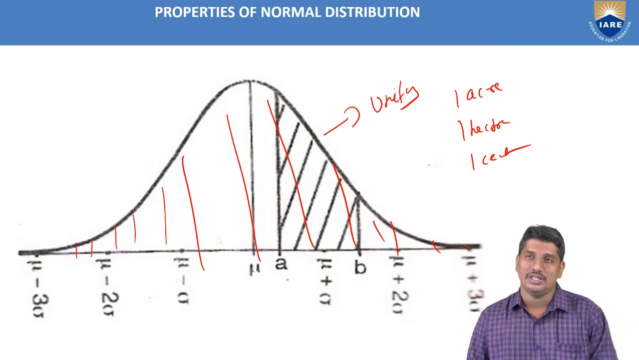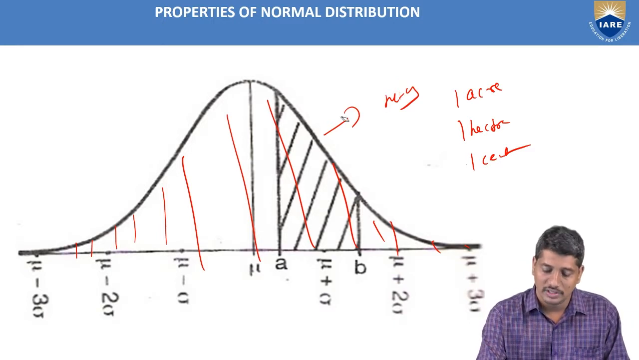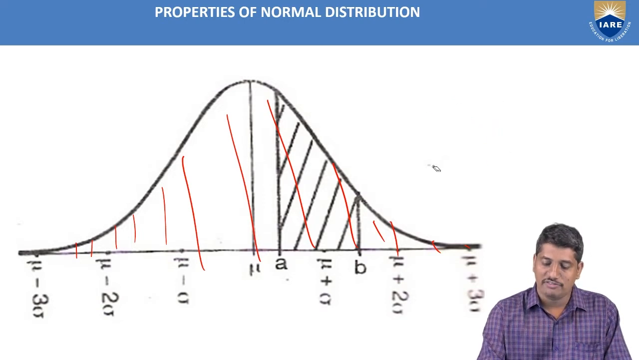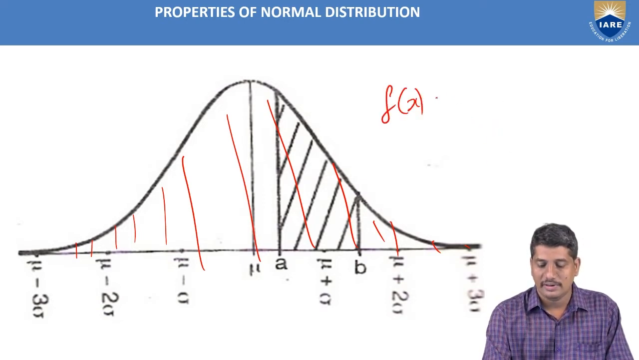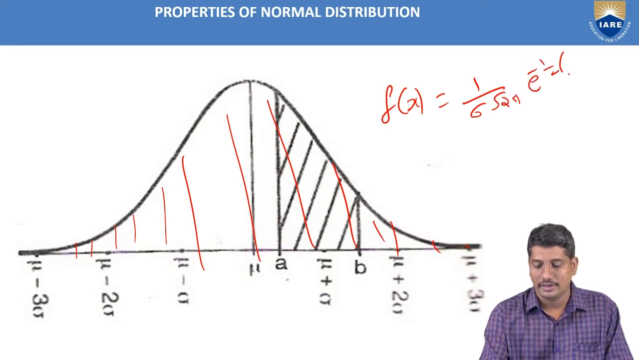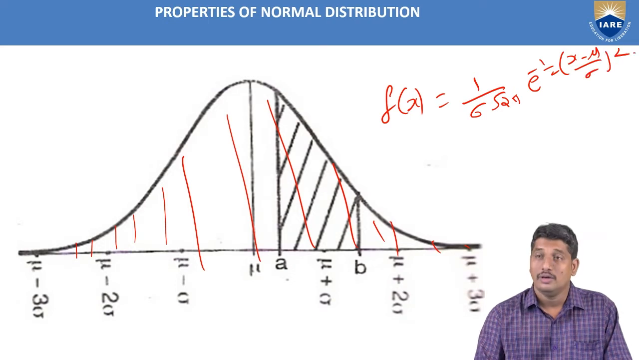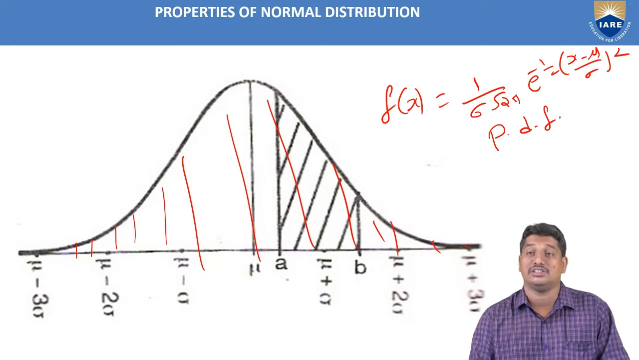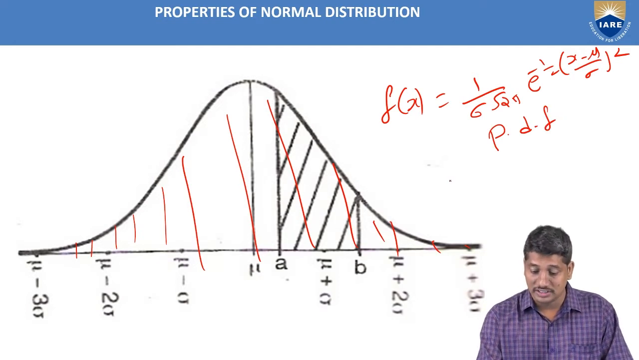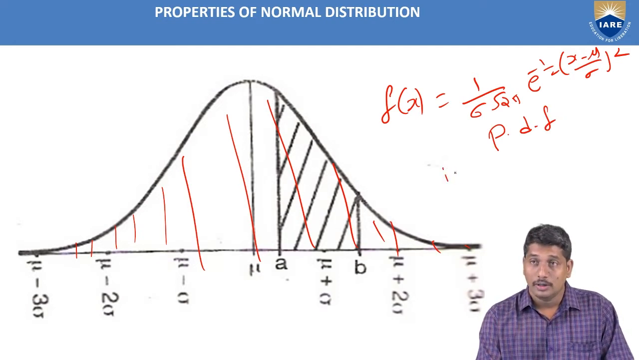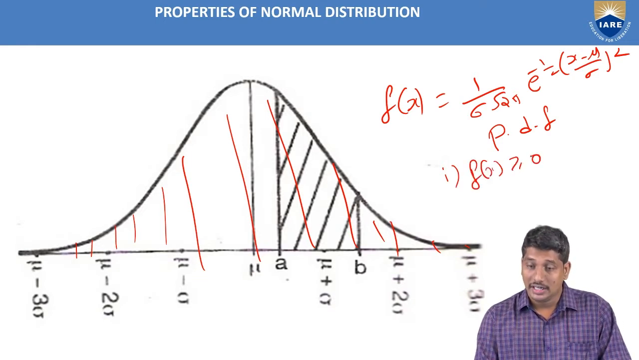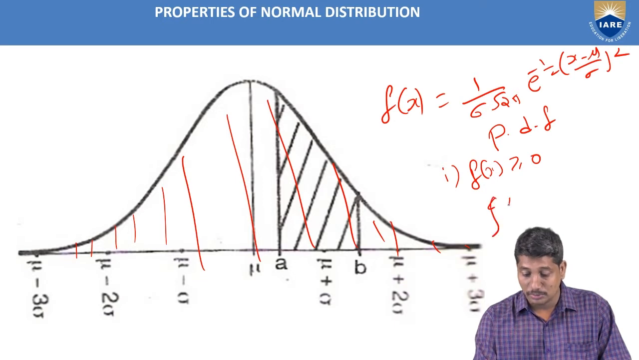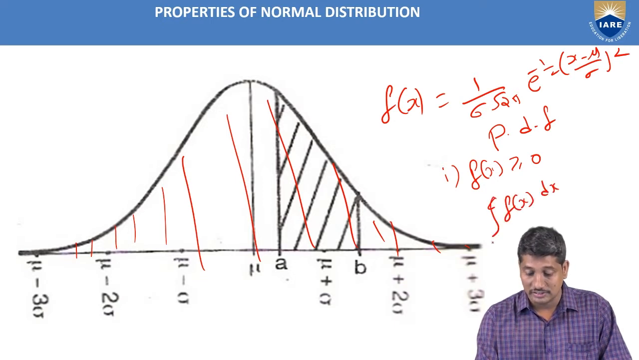Why is it always unity? The logic is very simple. Since it is the graph of the function f(x) = 1/(sigma root 2 pi) e^(-1/2 ((x - mu)/sigma)^2), which is a probability density function. Remember, this is a probability density function, and a probability density function always satisfies two conditions: probability is always positive, and the sum of all probabilities equals 1.